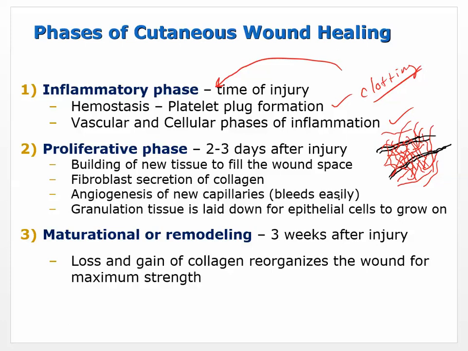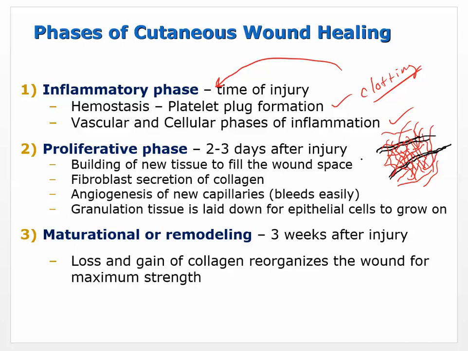Granulation tissue is laid down for epithelial cells to grow on, like a basement membrane kind of thing, but you have to have everything growing in some kind of an organized way. It's going to look a lot different though. But then we have what's called maturation or remodeling. So 3 weeks after the injury, loss and gain of collagen reorganizes the wound for maximum strength.